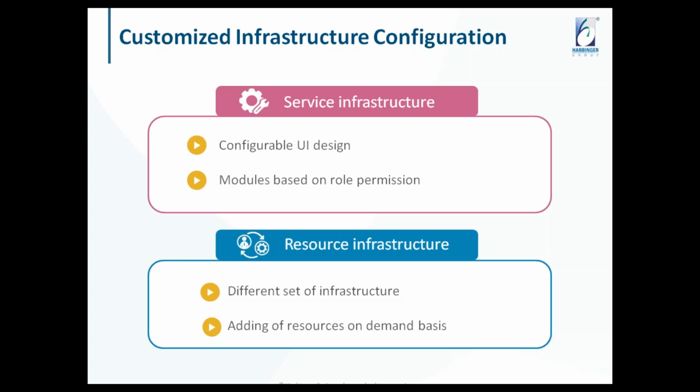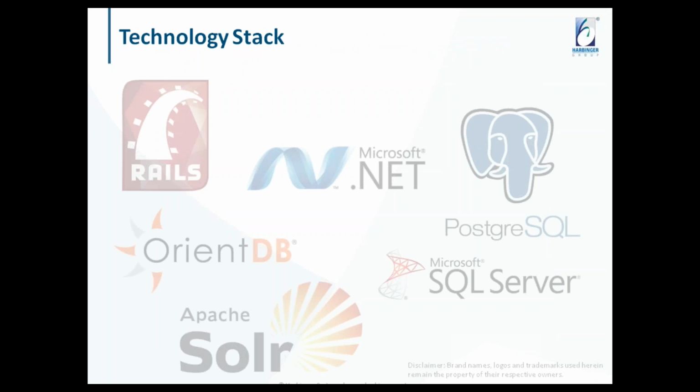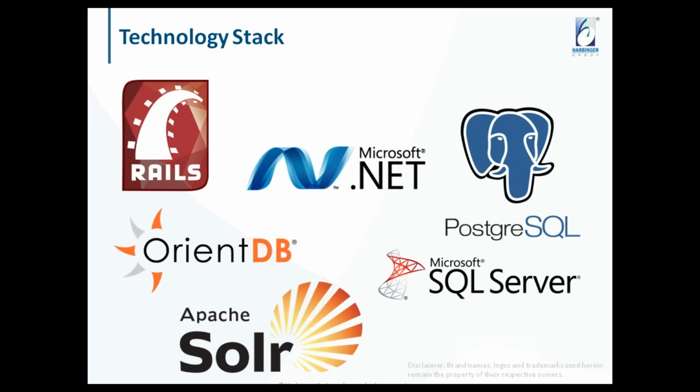Now let's have a look at some of the use cases. But before looking into the use cases, let's have a look at the technology stack that we'll be referring to in the use cases. Here we have a combination of open source technologies as well as proprietary technologies. Ruby on Rails, OrientDB, PostgreSQL and Solr are from the open source stack, and Microsoft .NET and Microsoft SQL Server are from the proprietary technology stack.